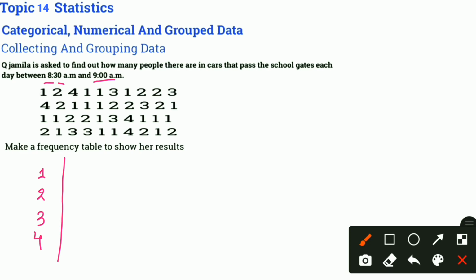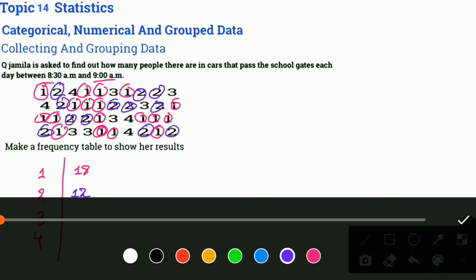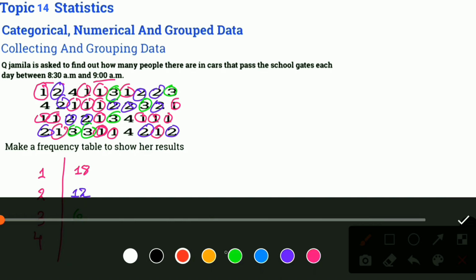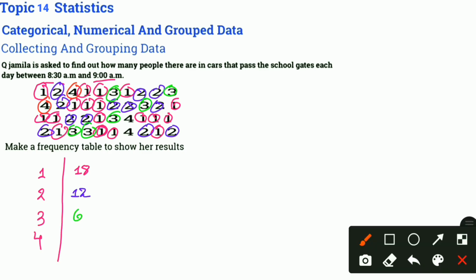So how many ones are there? Counting them, there are 18. How many twos? There are 12. How many threes? There are 6. How many fours? 1, 2, 3, 4. There are 4.